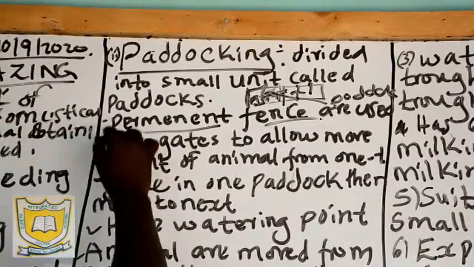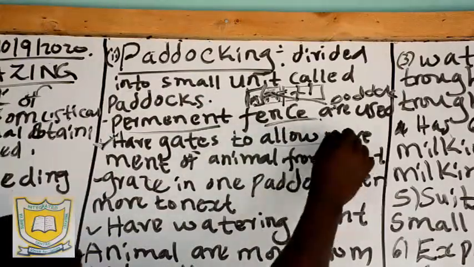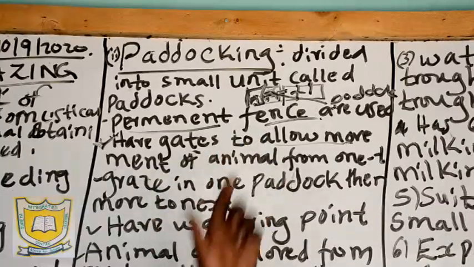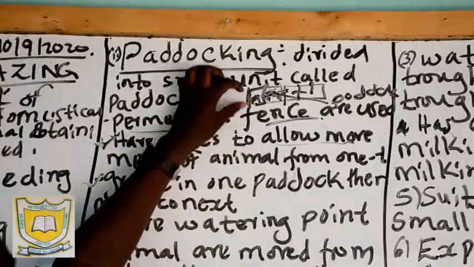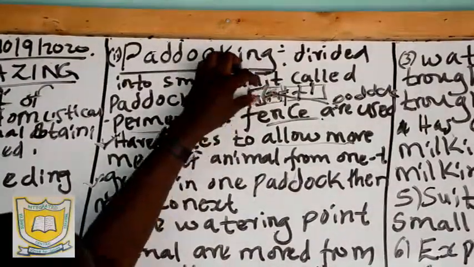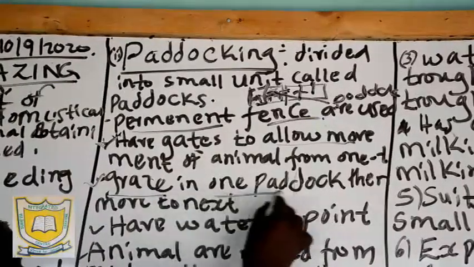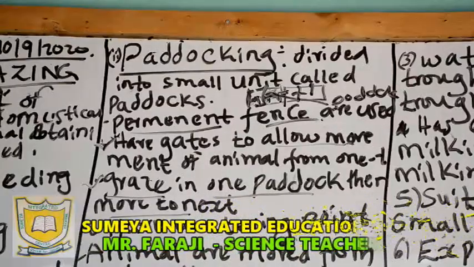Now, I have already said that in each paddock we have a gate. I have already illustrated that this gate allows the movement of the animal from one area to another. The animal grazes in one paddock, finishes the grass, then we take it to another area. That is, they graze on one paddock, then move to the next through the use of that gate.